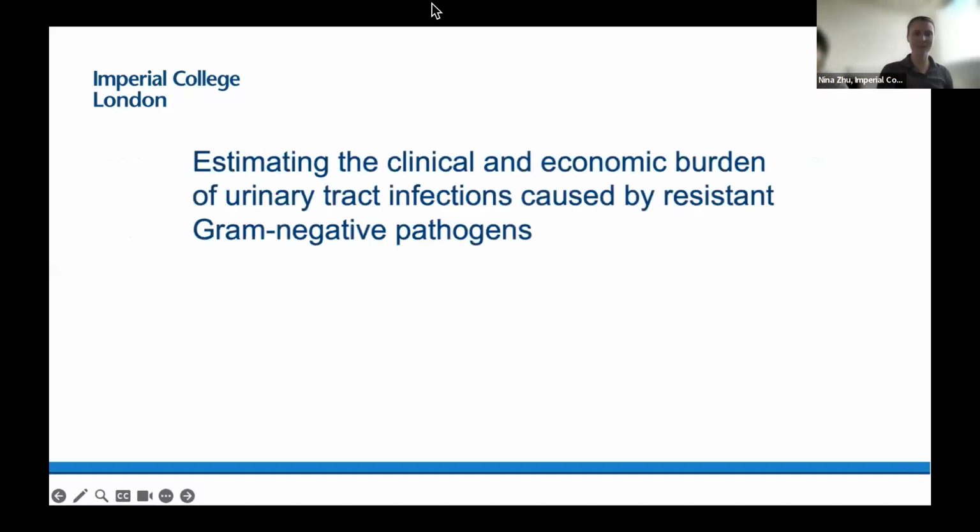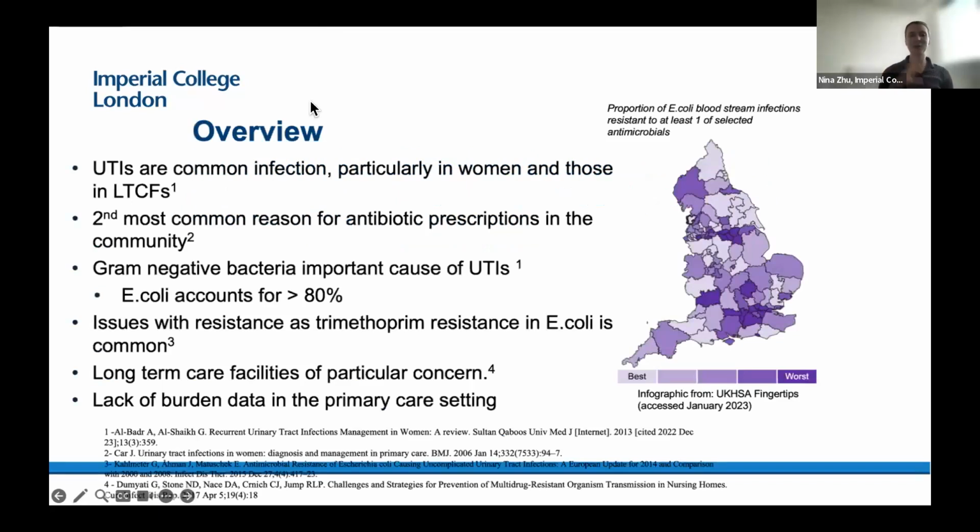As part of my PhD, one of my studies is estimating the clinical and economic burden of UTIs caused by resistant gram-negative pathogens. Nina's given a good overview, but just quickly, UTIs are a common infection, particularly in long-term care facilities, and actually the second most common reason for antibiotic prescriptions in the community in England. It's mostly gram-negative bacteria, E. coli accounting for over 80% of it, and is an important source of bacteremia.